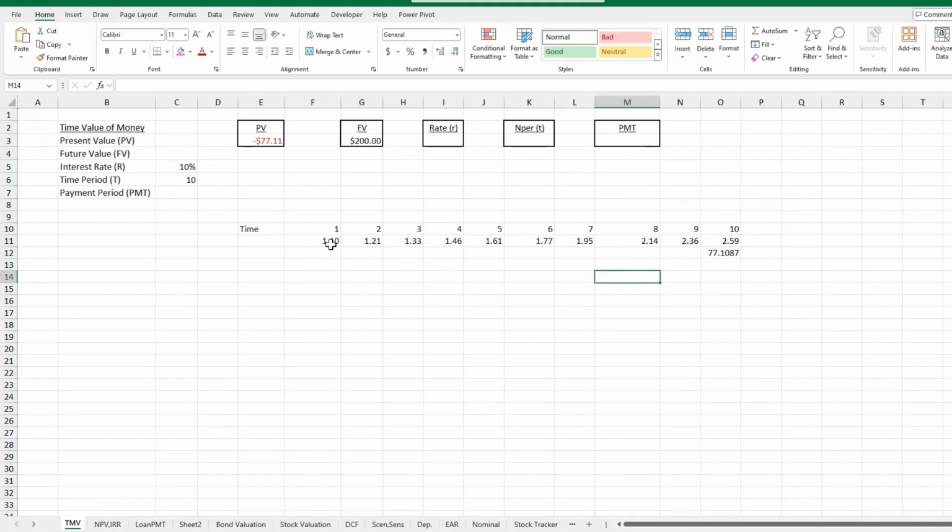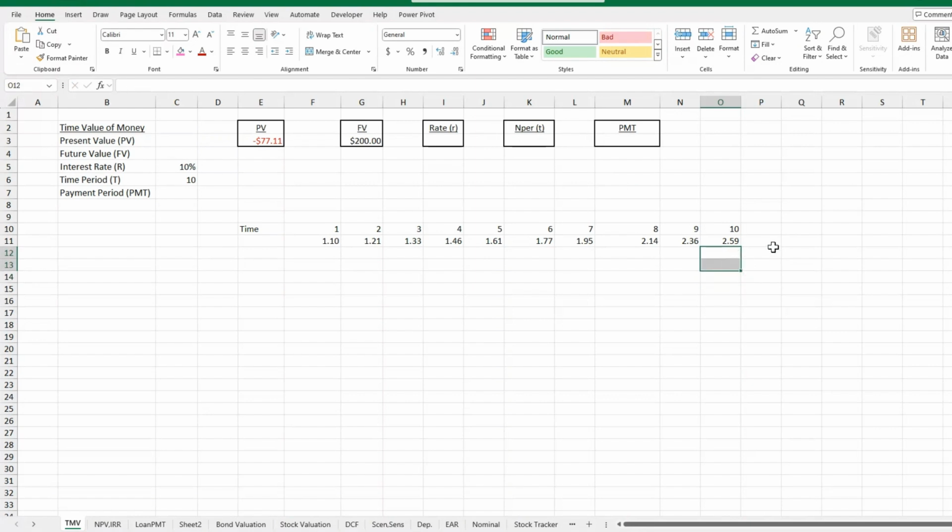Because it's right here, it's doing 1.1 times 1.1, and that's 1.21. 1.21 times 1.1, 1.33. It's just the compounding factor. So if I actually take the 77 here, which is our present value, and then I times it by our multiple at 10, which is 2.59, we will get our future value of 200. And that's basically how it works.